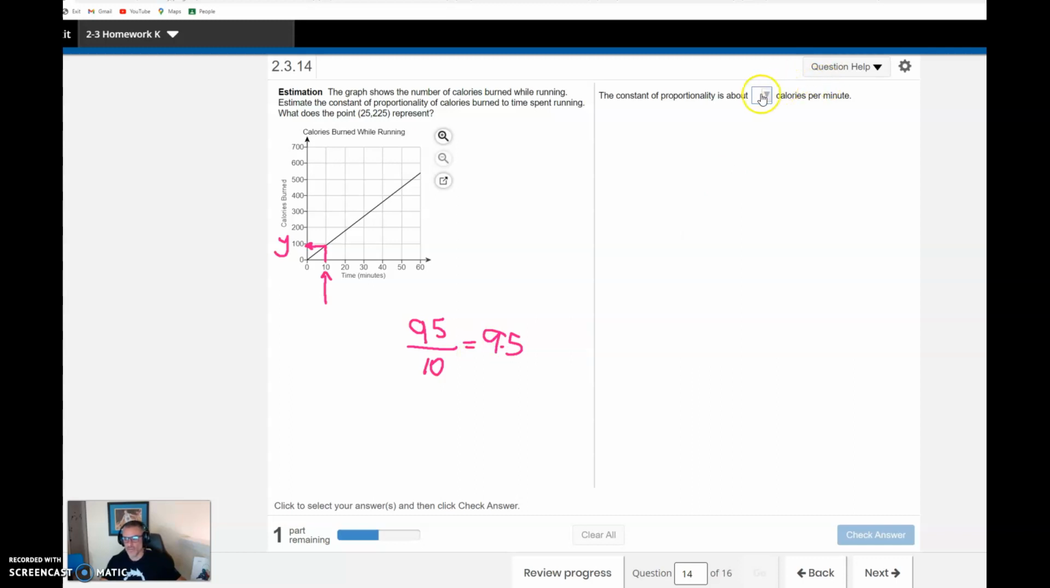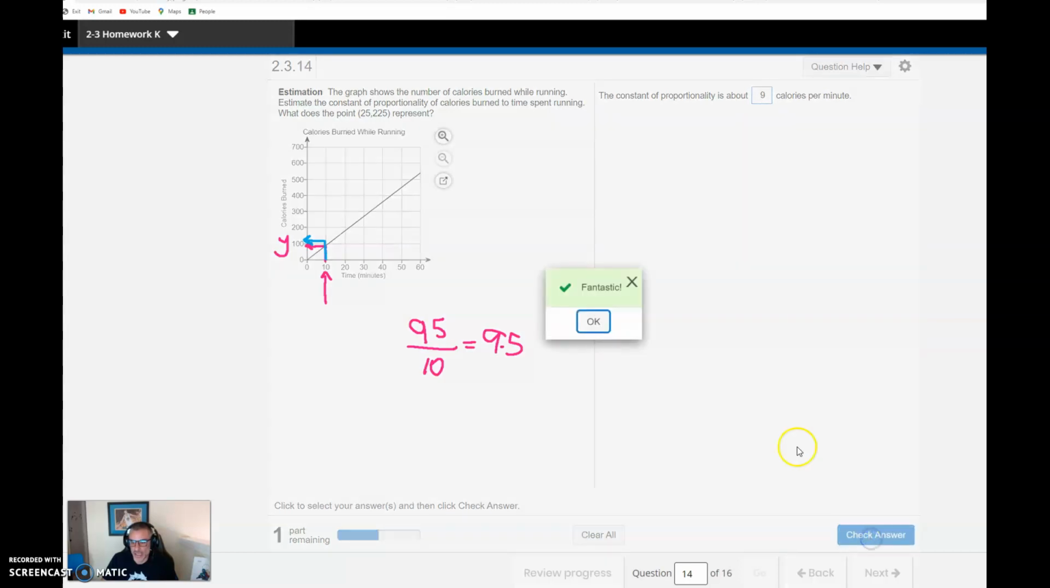So let's see if 9.5 is close to any of my choices. I have a 9 and I have an 11. So which one is it? Well, we know it has to be the 9 because we're at less than 100 here. In order for it to be closer to the 11, we would have to be above the 100. I would have to be somewhere up here. That would make it closer to 11. So in this case, it's approximately 9 calories per minute.